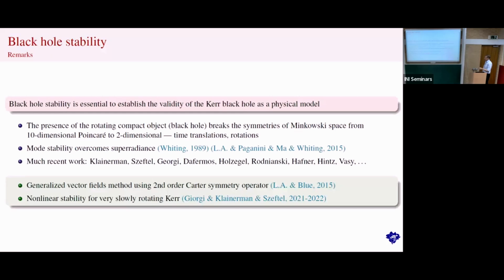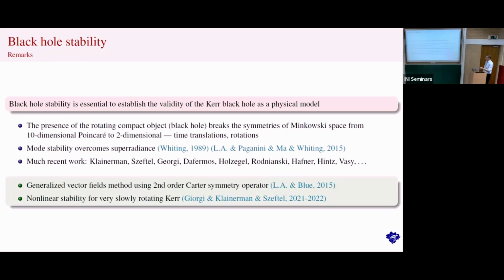So on black hole stability, there's been a lot of recent work, and a few years ago, Klainerman and collaborators proved that for very slowly rotating Kerr black holes, nonlinear stability holds. And this made use of the idea that you can use the second order symmetry, the Carter symmetry operator, to prove dispersive estimates. So this was a big breakthrough, but the full story is far from known.